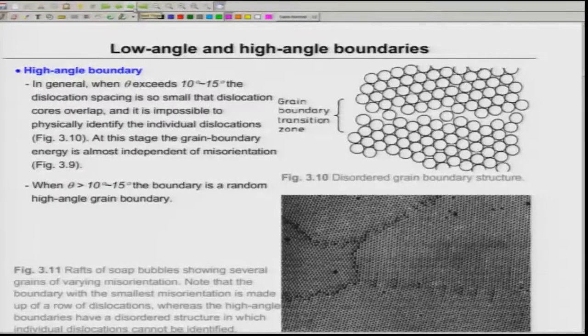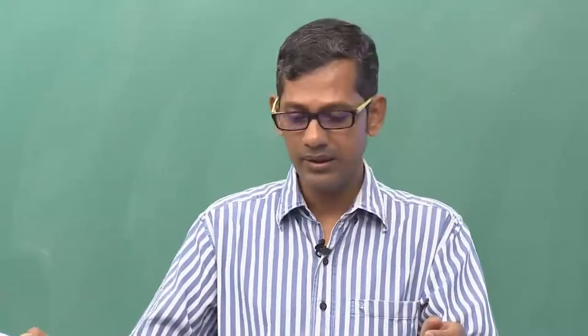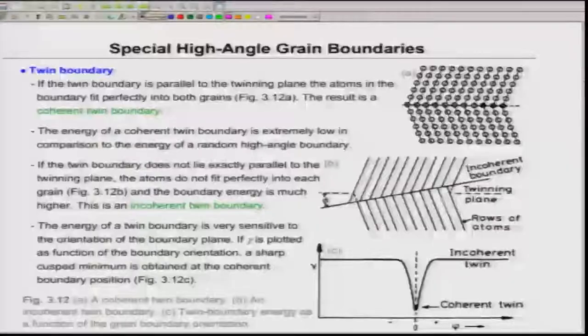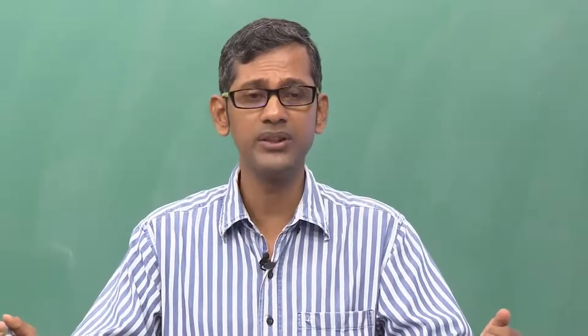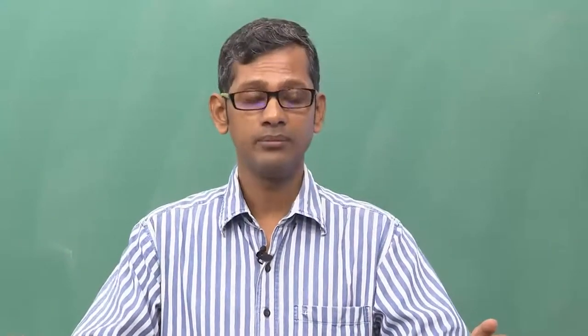This is a raft model which people use to describe it. As you see, if it is a high angle boundary, then the number of misfitted places is very large. If it is a low angle, then it is possible to consider it that way. One can visualize grain boundaries using a raft of soap bubble models. Let us stop here, because I will discuss high angle grain boundaries next. Boundary values and other things we will do next class, and we will discuss these special high angle grain boundaries, because high angle grain boundaries are very difficult to understand. We only consider special boundaries which are easy to understand, called sigma boundaries or coherent boundaries, which we will see in the next class.